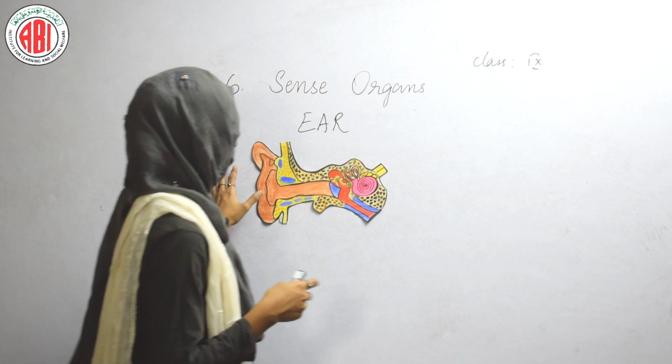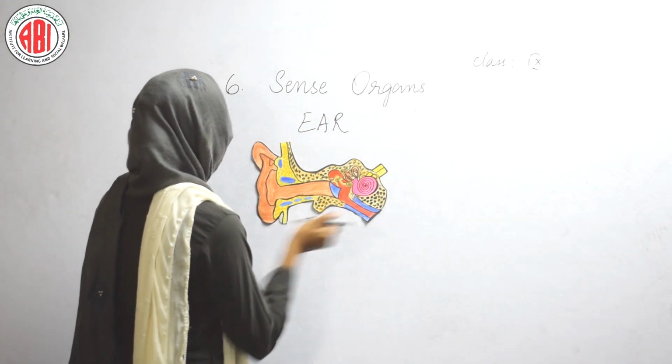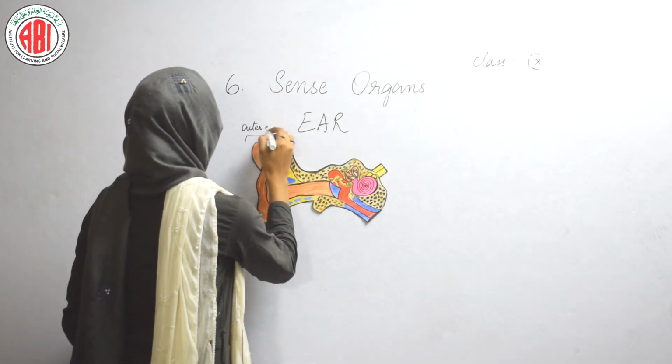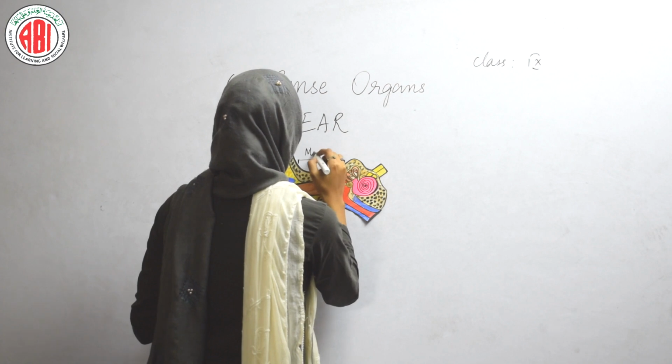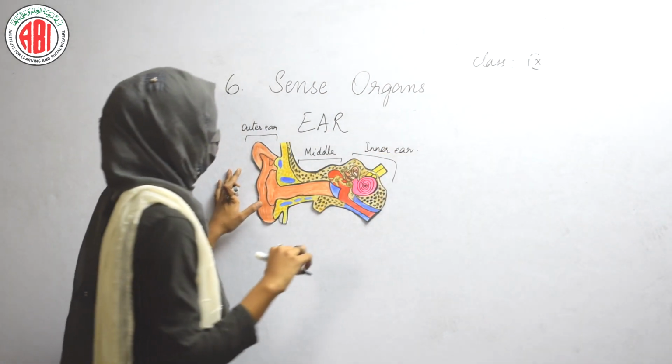So, let us see the internal structure of our ear. When we look at the structure, it consists of three main parts: the outer ear or external ear, the second is the middle ear, and this one is the inner ear or internal ear. Now, let us look at the parts.